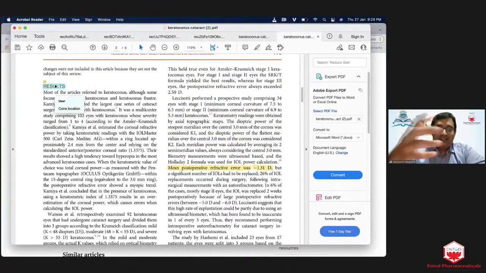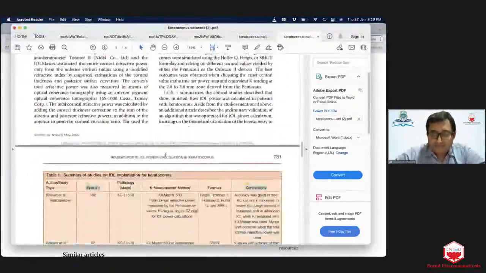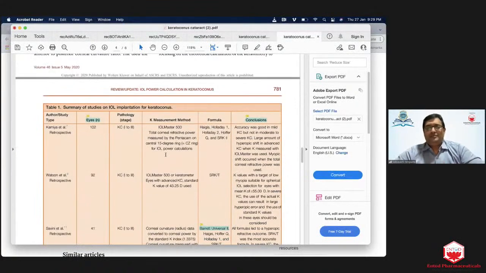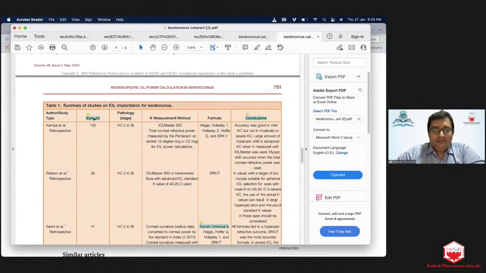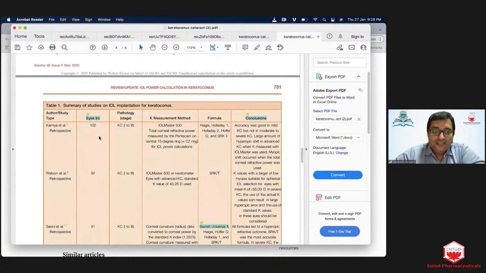In the results, they clearly don't mention the cone location, which I think all of us have already mentioned. When you look at the table, I think this is not really helpful at all. They say there are these many eyes, but they don't mention the mean age of patients in the study. So are these patients relatively young, undergoing refractive lens exchange for visual rehabilitation, or have they had cataract and need actual cataract surgery? I think both scenarios are quite different in terms of patient expectations. And so this definitely needed to have a column on age.